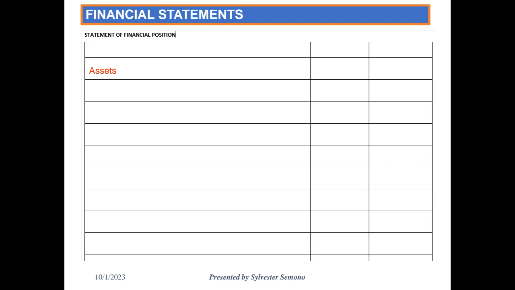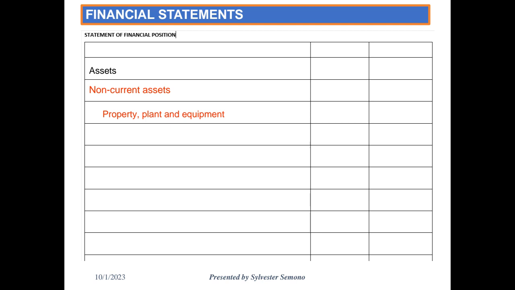Yes. And then under assets you will have non-current assets. Okay, and then under non-current assets is where you are going to have, remember, property, plant and equipment. So this is the first, and there's a note for that. Can you see now? Okay. There's a note for that.